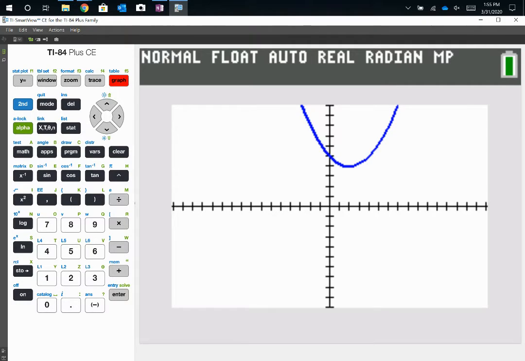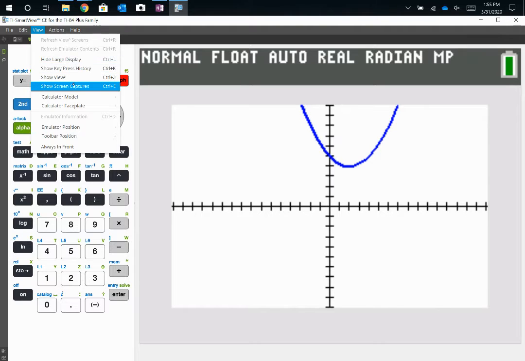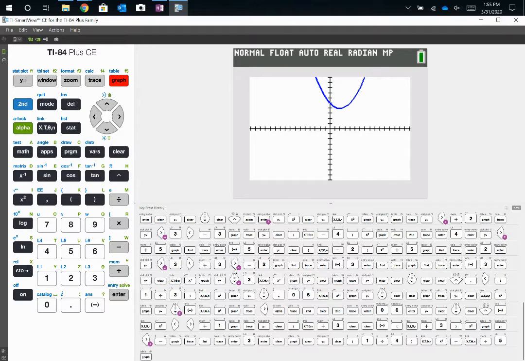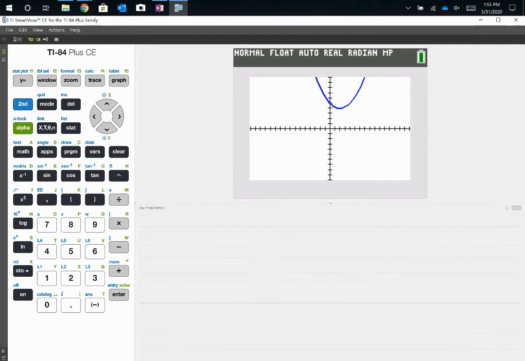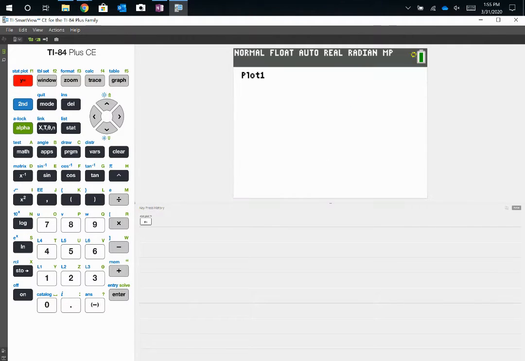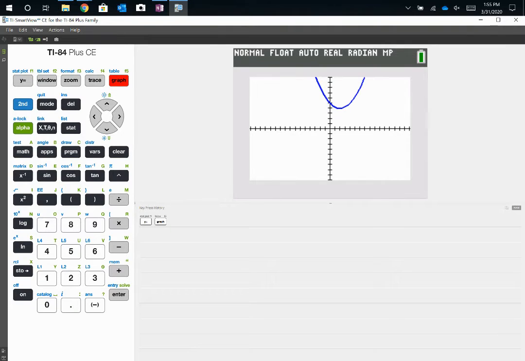So to do that, I'm going to show the key presses so you can see which ones I'm pressing. I need to clear this. Okay, so I have my graph here. And I'm going to ask the calculator to find the vertex.